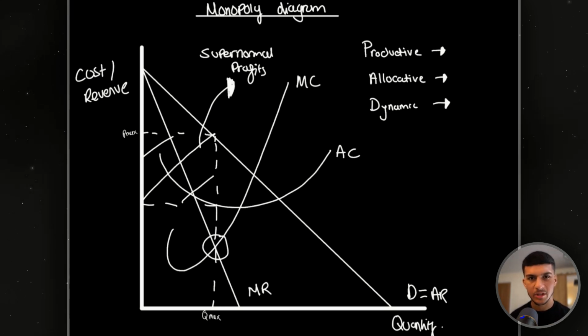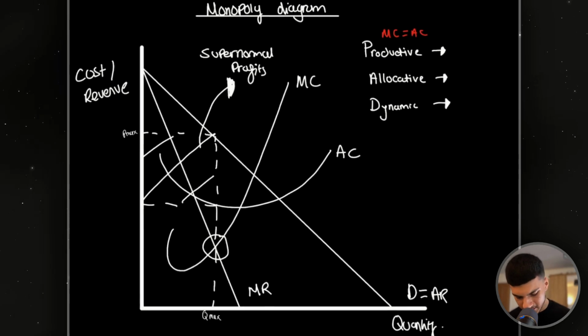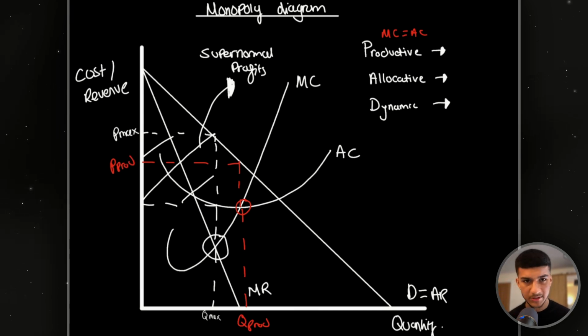Let's take a dive into that and see what that means. So, we'll start with productive. As you should be able to recall, this is where MC equals AC. So, let's just label up the points. MC equals AC at this point. Like we said, first step then, go down to find your quantity where you are productively efficient, so Q prod. Then, from that Q prod, keep going up until you hit your D equals AR curve, and this will now give you your price where you are productively efficient. So that's productive efficiency done.